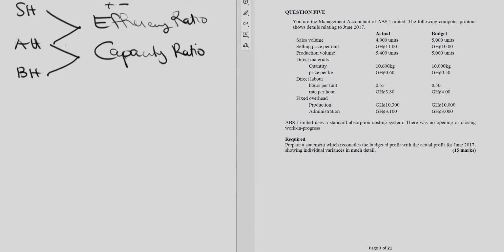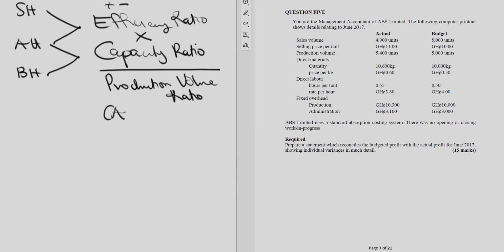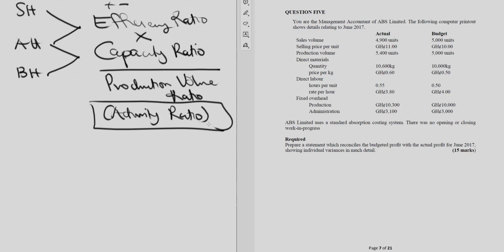Here we are multiplying and dividing. So you remember efficiency plus capacity was volume. Here, because you are doing division and multiplication, instead of adding, you multiply. This efficiency ratio times capacity ratio must give you the production volume ratio, or some people call it the activity ratio, okay? So another name for the production volume ratio is the activity ratio.